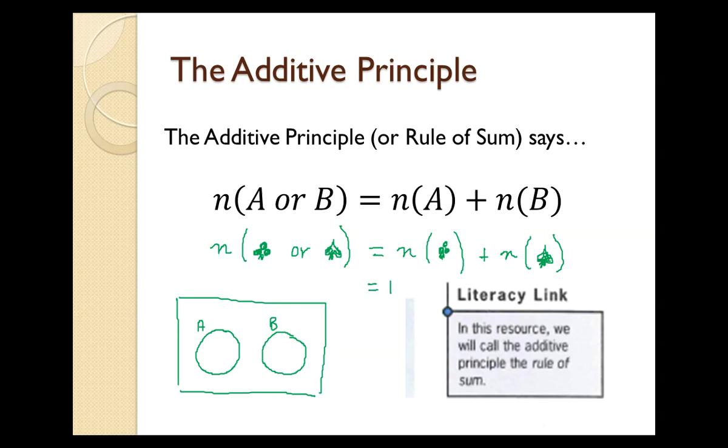That was 13 clubs and 13 spades, add them together, get 26. So that's the formal name for what we did there when two events are mutually exclusive. Now, I particularly like using the term rule of sum, but depending on the resource you use, or the course you take in university, your teacher or professor might refer to this as the additive principle. So from here on, I'll usually call it the rule of sum.